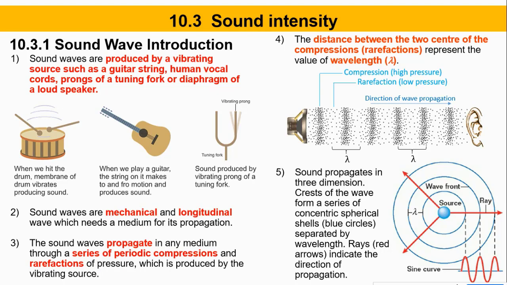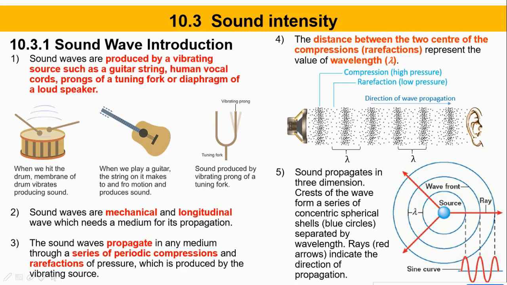Welcome back to the next subtopic, 10.3, sound intensity. So for the sound wave introduction, sound waves are produced by a vibrating source such as a guitar string, human vocal cords, prongs of a tuning fork, or a diaphragm of a loudspeaker. For example, when we hit the drum, the membrane of the drum vibrates and will produce sounds. Or when we play the guitar, the string makes a to and fro motion and produces the sound. Or we can even have the sound produced by the vibrating prongs of a tuning fork.